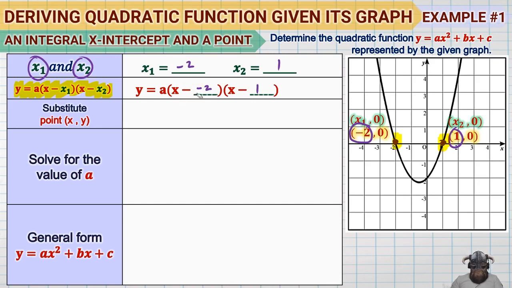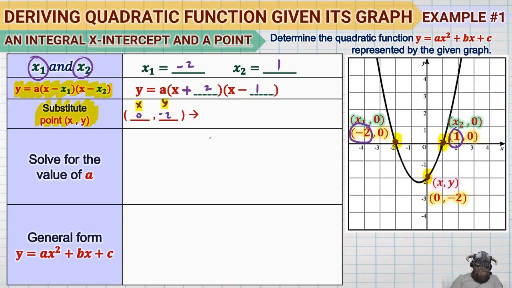negative times negative, pwede na natin itong gawing instead of x minus, magiging siyang x plus. Now, the next step is for us to substitute a point on the parabola x y. So, hanap muna tayo dito ng point, any point on this given parabola. So, tingin ko gamitin natin tong point na to. So, this point is 0, negative 2. So, sulat lang natin dito, x y. So, yan si 0, negative 2.